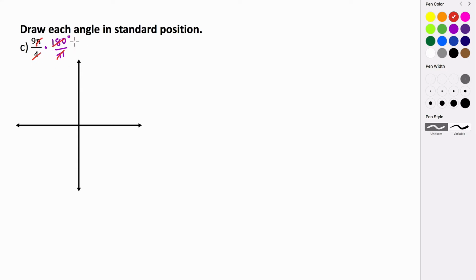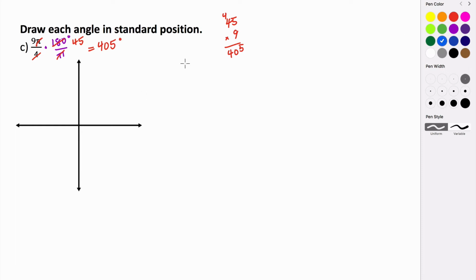4 goes into 180 45 times. So we're left with 9 times 45 degrees. So what is that? 45 times 9. 9 times 5 is 45. 9 times 4 is 36, and 4 is 405. So we get a 405 degree angle.